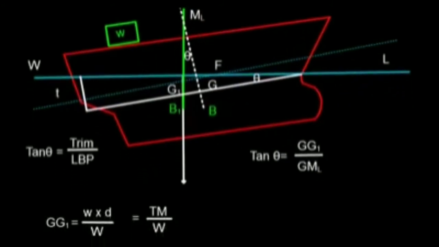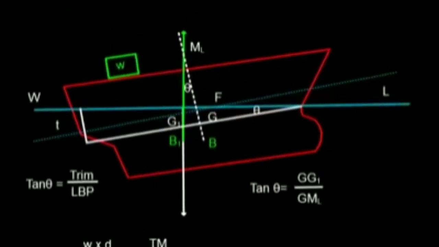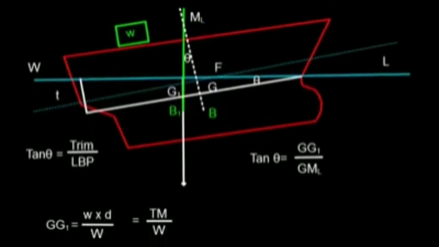Now let's work on this. GG1 is w into d by capital W, and w into d is the trimming moment. The trimming moment is defined as the weight w and the distance shifted. So this w was shifted from forward to aft with the distance d. So we have this trimming moment, w into d divided by capital W.